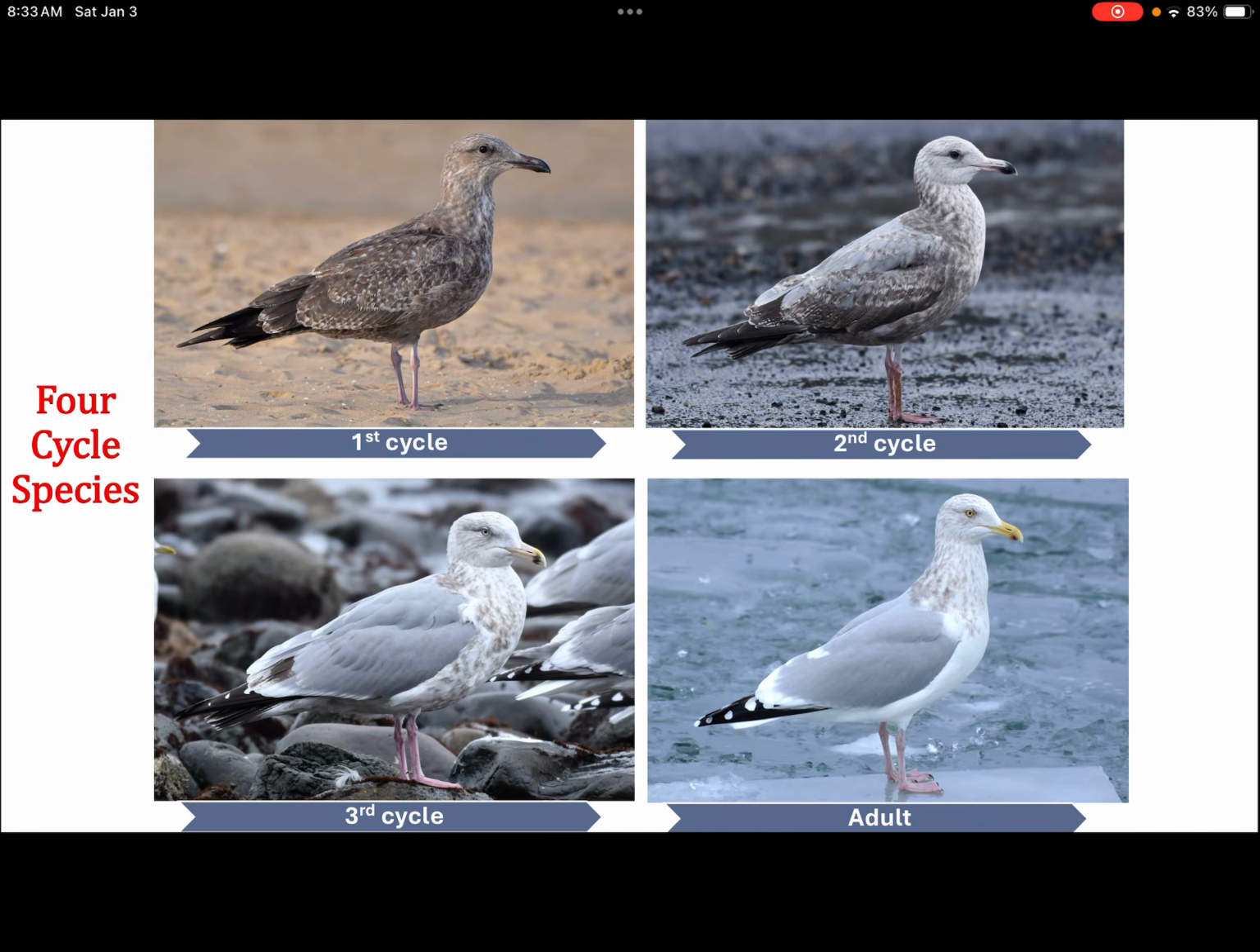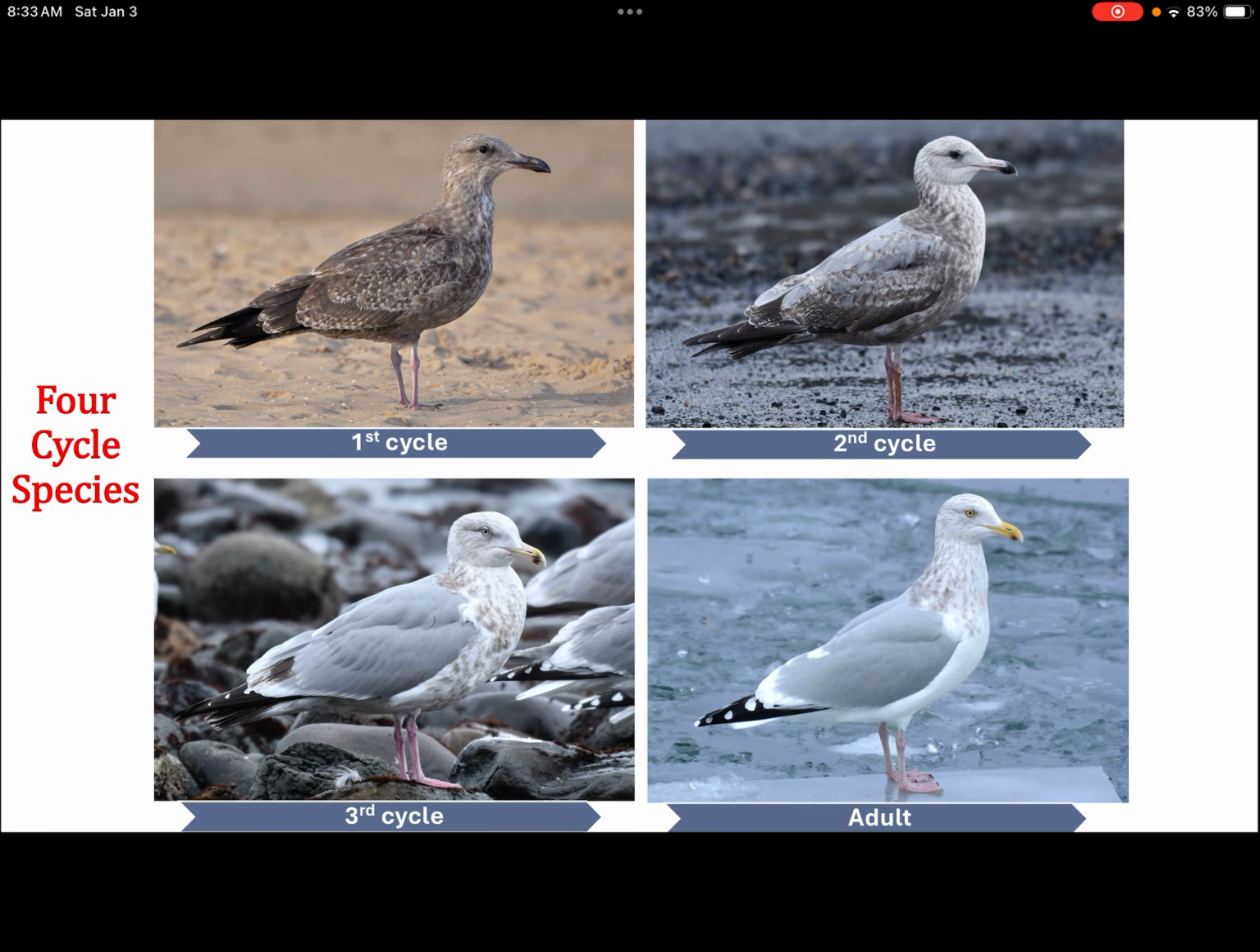All right, 4-cycle species, something like American herring gull, we said would go through 3 cycles, and then by the end of its 4th cycle is supposed to take on this definitive adult appearance. Now, many of them don't. I know of birds that I've seen in colonies on the Great Lakes, banded birds on the Atlantic that could be 5-6 years old and still show these subadult features.